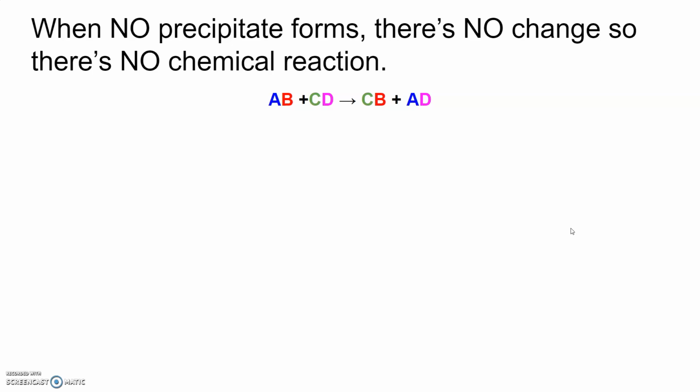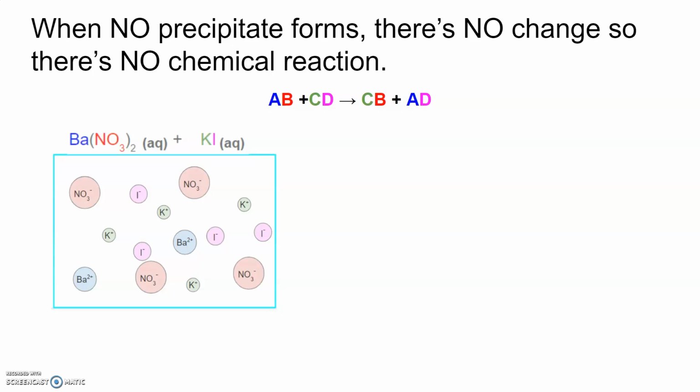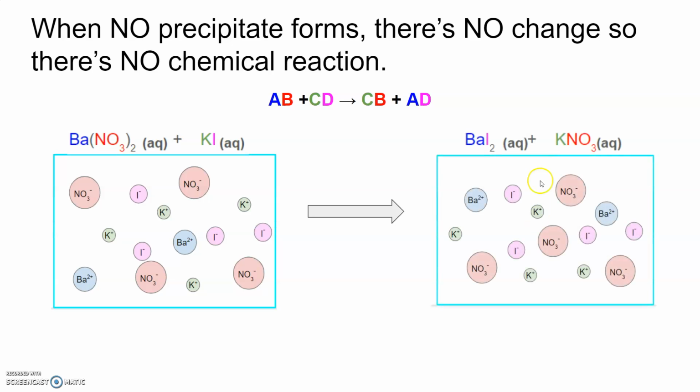Now, to better see that, let's look at a case where no precipitate forms, so there's no change and thus no chemical reaction. If you take the reaction of barium nitrate with potassium iodide, once again, if you dissolve them in water, they'll be floating around as ions, and you would think that they will switch partners and you can form barium iodide and potassium nitrate.